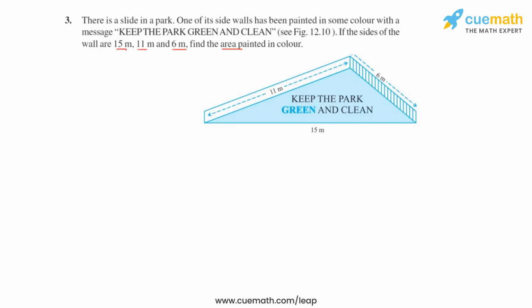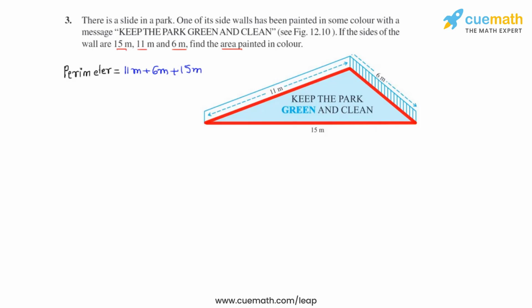So as we may observe that the area to be painted in color is a triangle, we may use Heron's formula to find the required area. So we may start by first finding its perimeter, which is found by adding up all the sides. So we add 11 meters plus 6 meters plus 15 meters.